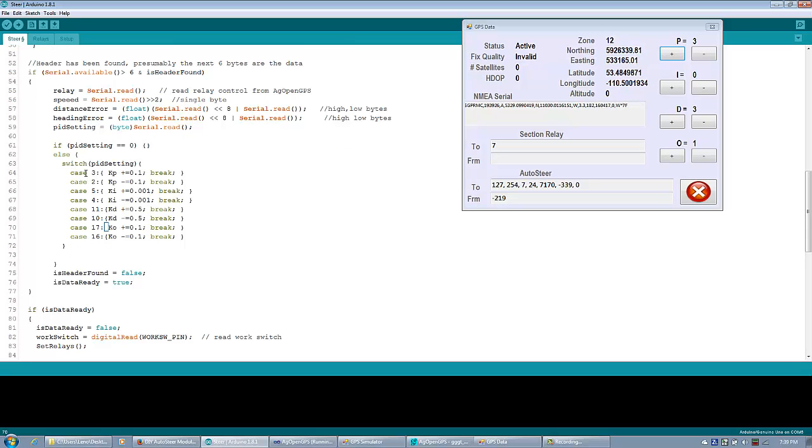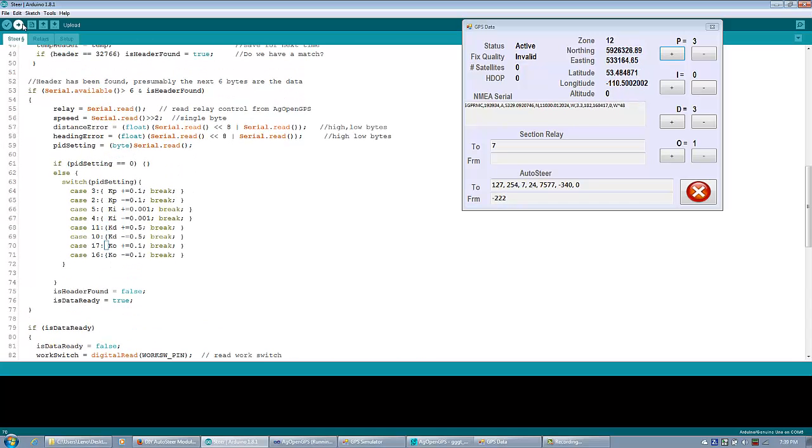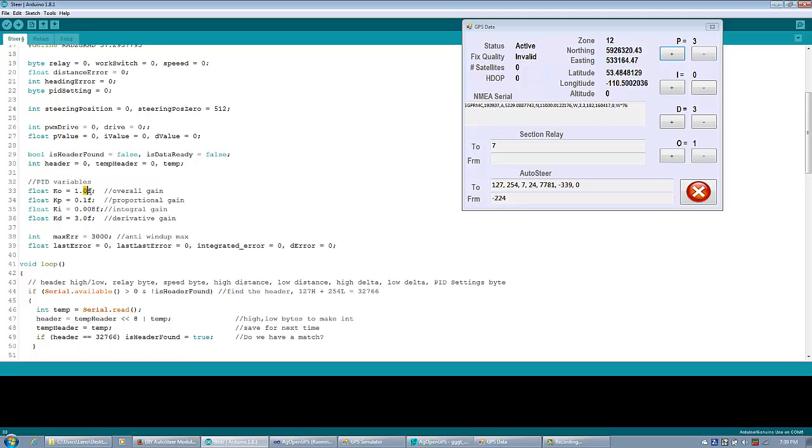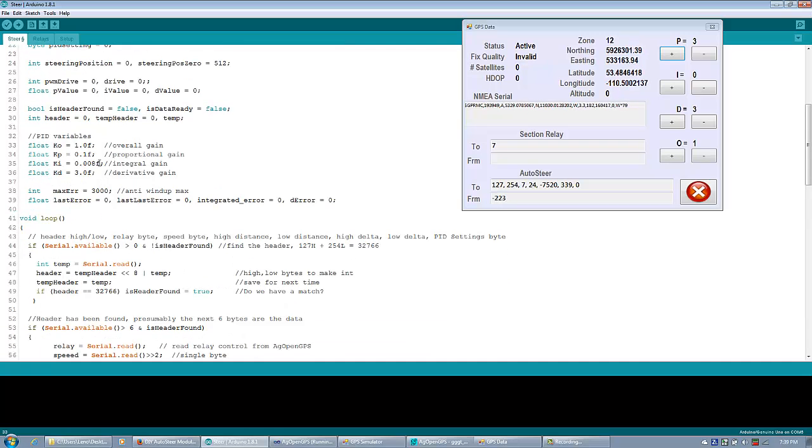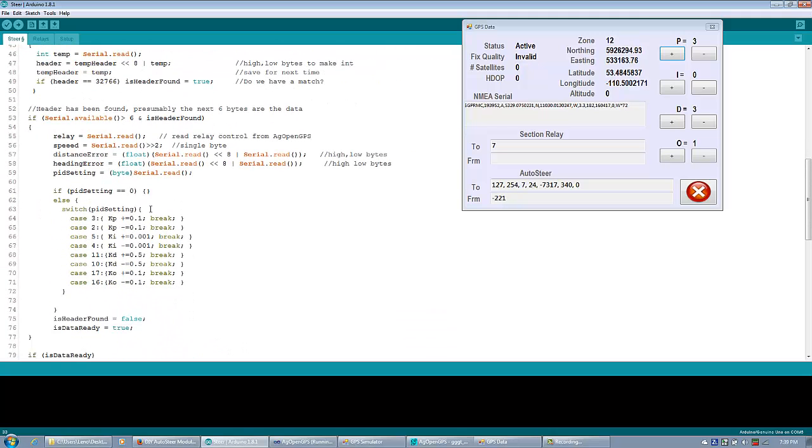And then to decode, it's really simple. Take that PID setting and you do a switch statement with it. If it's a 3, then you add to your KP by 0.1. My KP values are, my overall gain is 1, proportional gain is 0.1, my integral gain is 0.008, and my derivative gain is 3. So depending on how many decimal places and that sort of thing, you can add or subtract based on that. So proportional increase or decrease by 0.1, integral by 0.001, and the derivative by half, and then the overall gain by 0.1. If your integral was 0.0001, you would increase by, you know, 1/10,000. So that allows you to adjust based on what your settings are.